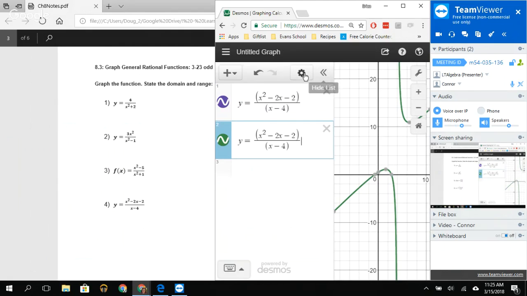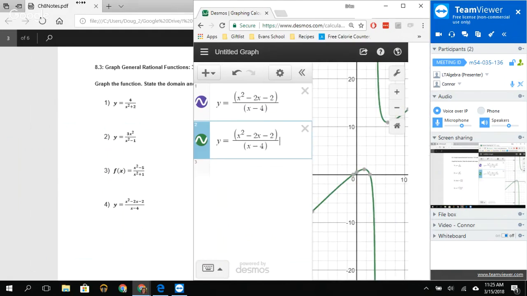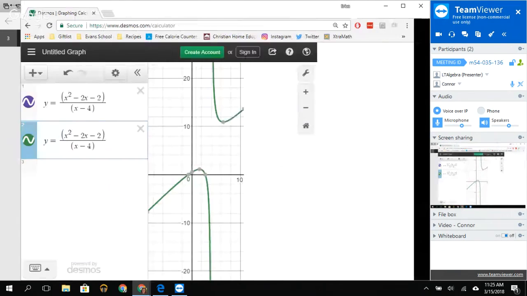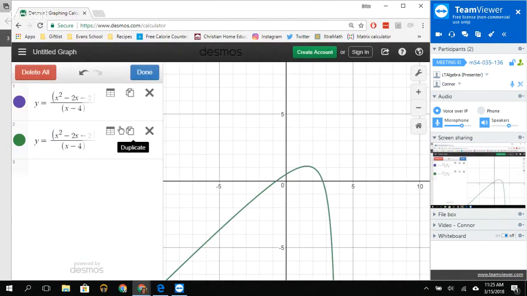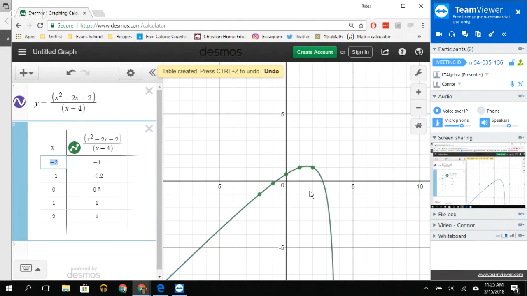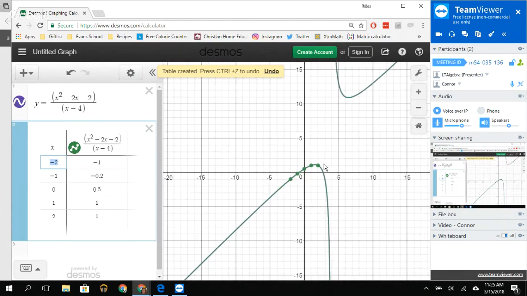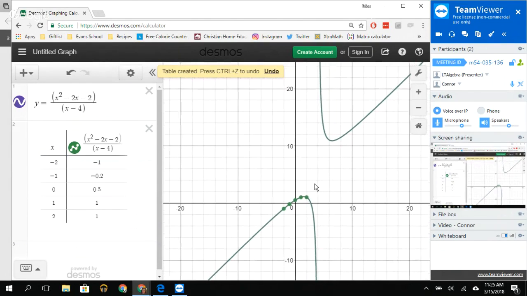But I'm going to go ahead and graph it, and I'm going to go ahead and make a table, and we'll talk about what the domain and range is. So that's that. Here is my table. And I'm going to zoom out a little bit so we don't miss the other part of our graph.